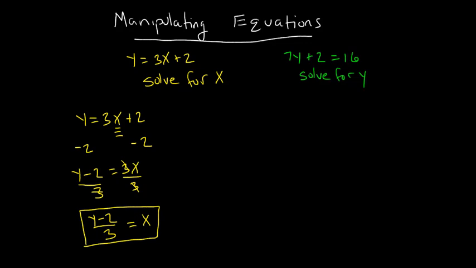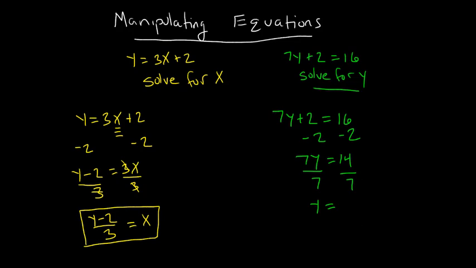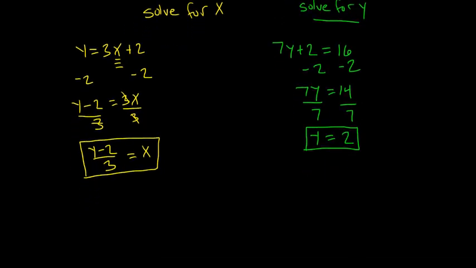Let's try another example. In this case, we have 7y plus 2 equals 16, and we want to solve for y. So we want to figure out the numerical value for y. We want to get y by itself. We'll start by subtracting 2 from both sides. So I have 7y equals 14, and now both sides divided by 7 to get y equals 14 divided by 7, which is 2. So y equals 2. Let's try another problem.